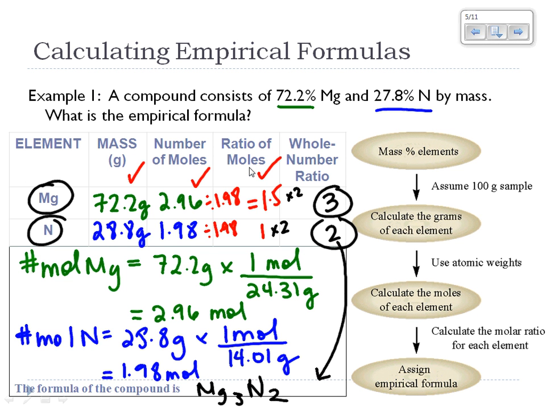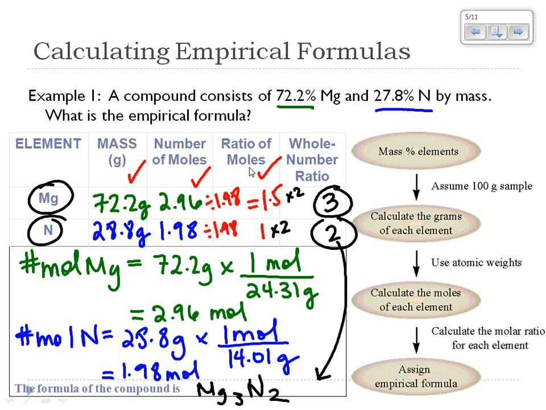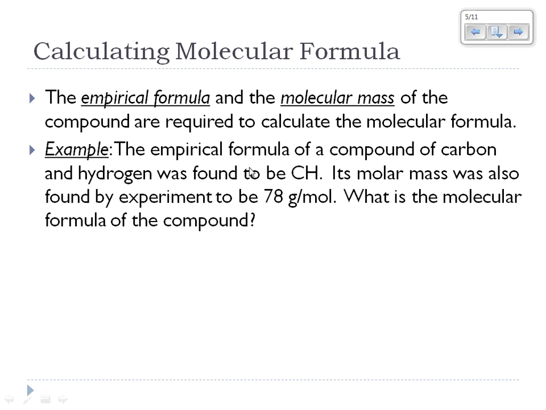Okay, let's do one more. I'm not going to talk you through as many steps in this one, but that's how you do it. Sorry, before we do that, the empirical formula and the molecular mass of the compound are required if you want to calculate the molecular formula. What I just did on the last slide is the empirical formula. It's the reduced formula. So if I need to find the molecular, or unreduced, formula, I have to take into account a little ratio.